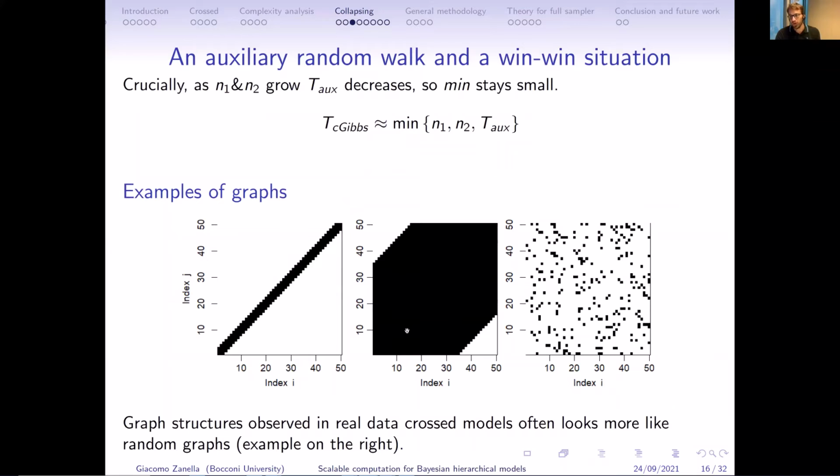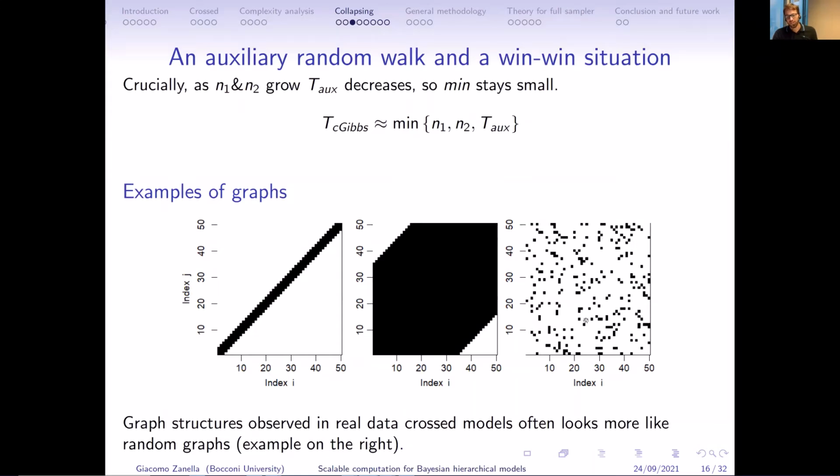If you increase N1 and N2, you give a lot of room to the random walk, so the random walk will mix faster, and so T-aux will decrease. This is the kind of complementarity I discussed before. But another crucial point is that in practice, you don't get these kinds of banded structures, which is the reason why, for example, sparse linear algebra, the default version, is not efficient. What you do get in applications is this kind of random pattern.